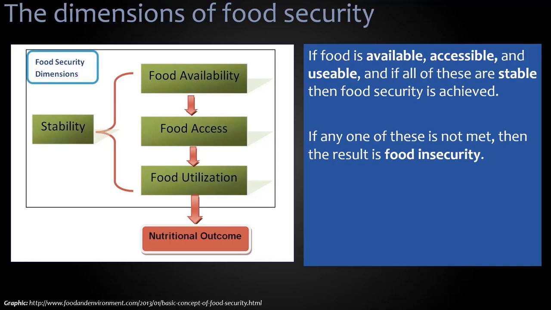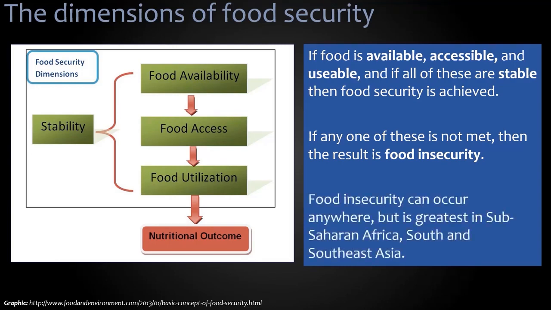But if any one of those is not met, then the result can be food insecurity. So you can see there are multiple dimensions here, and if any of those are not met, then we can face a food security problem. Now this can occur anywhere in the world, but it's greatest in sub-Saharan Africa, South and Southeast Asia.